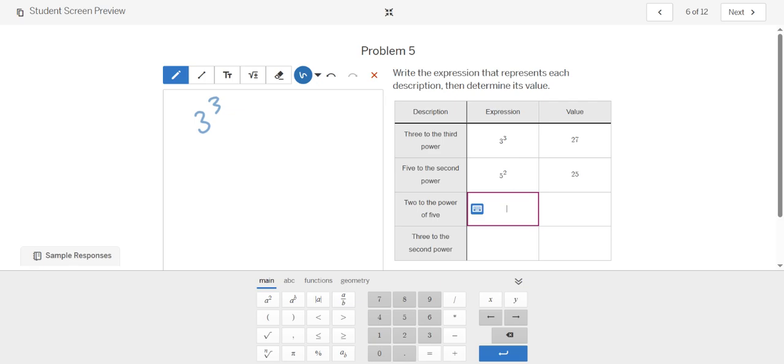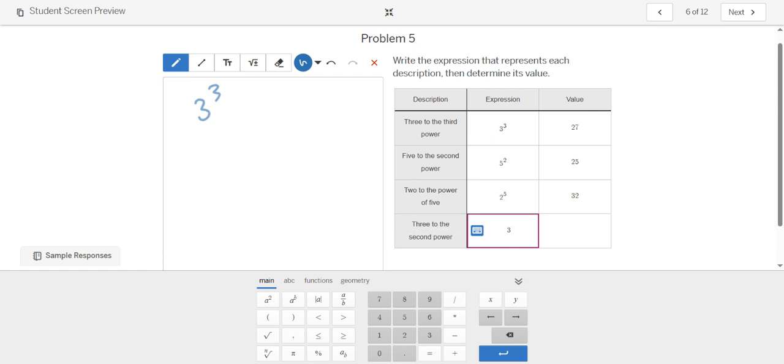2 to the power of 5 is 2, that button, 5. We've seen that a couple times, is 32. 3 to the second power, 3, exponent, 2, is 3 times 3 is 9.